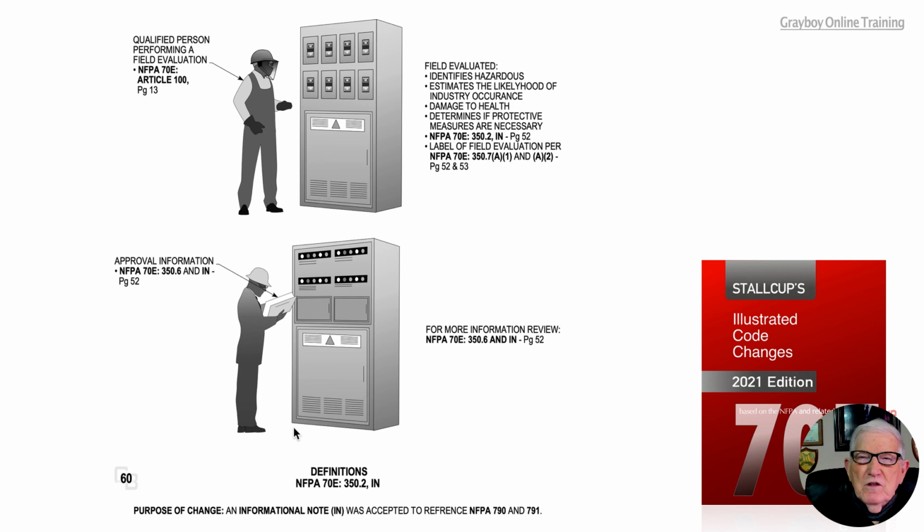So this definition just basically deals with the procedure for making a field evaluation of electrical equipment where maybe it's not listed and labeled, it's been modified in some way, or it's been purchased as a custom-made piece of equipment, as outlined in 1910.7 and 1910.399 of OSHA Subpart S, and the General Industrial Standard that contains this information, along with what we've just quoted to you in this purpose of change that has taken place in 350.2 informational note.